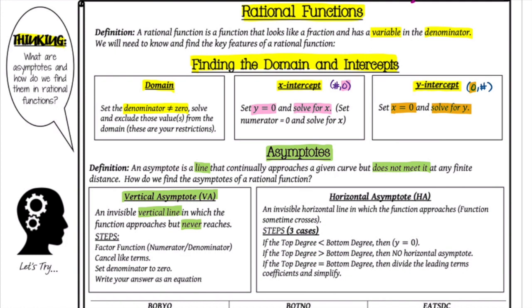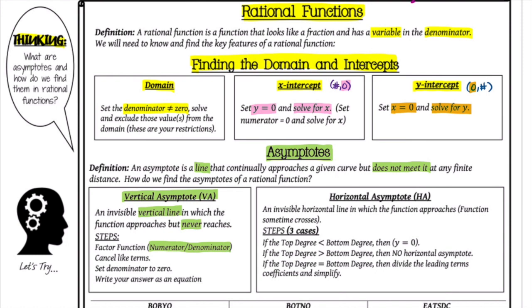The steps that you take: you factor the function, both numerator and denominator, if possible, cancel out like terms, set the denominator equal to 0, and write your answer as an equation.